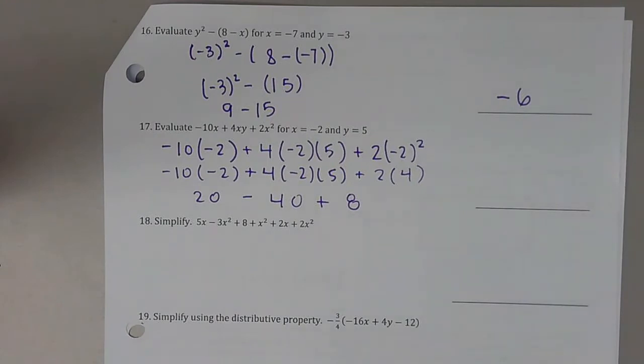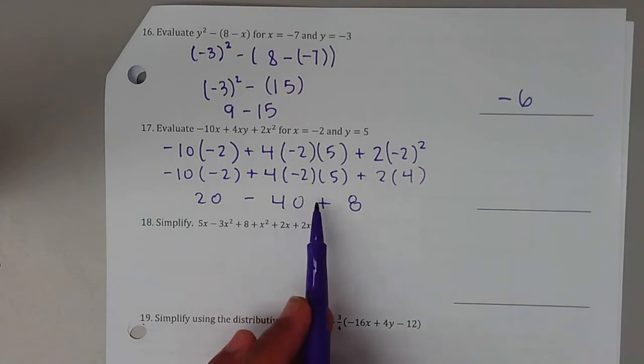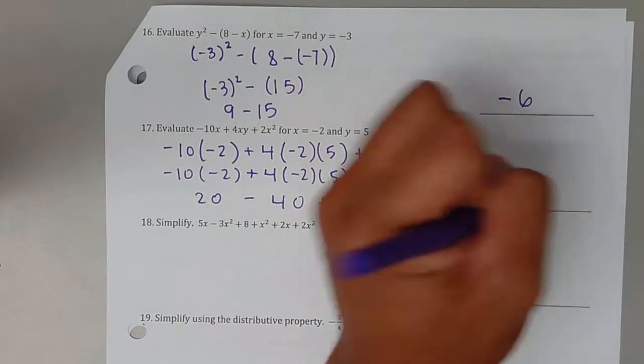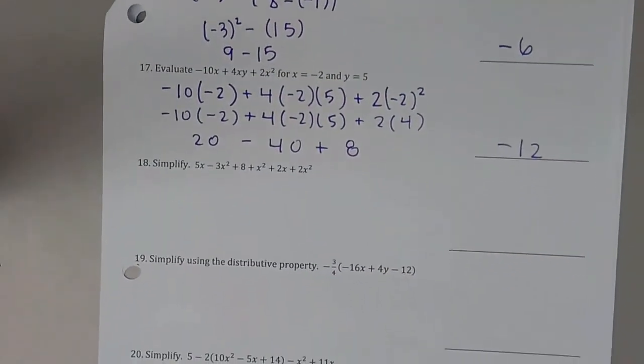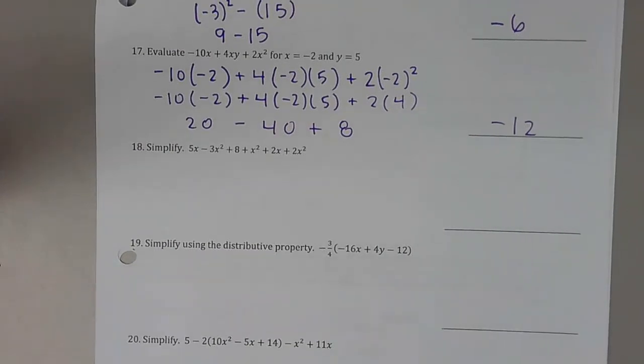All right, lastly, subtraction and addition, we just go from left to right. 20 minus 40 is negative 20. Negative 20 plus 8 gives us negative 12. Final answer. All right, question number 18. Simplify. So simplify, how do we simplify?